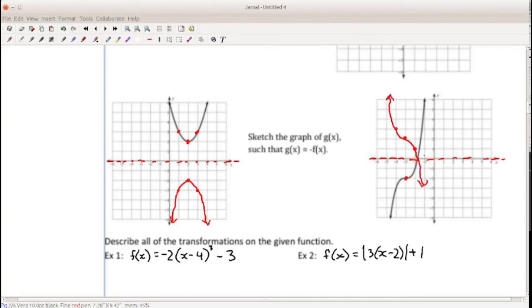It's kind of helpful to also remember that anything on the x-axis is going to stay there, so if we can get it to cross right there at the x-axis, then I'm good to go.